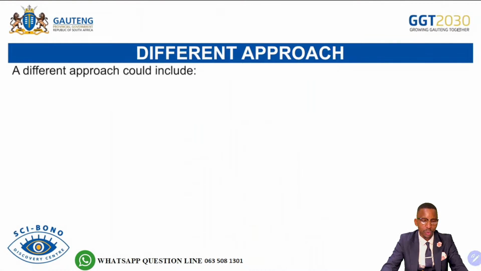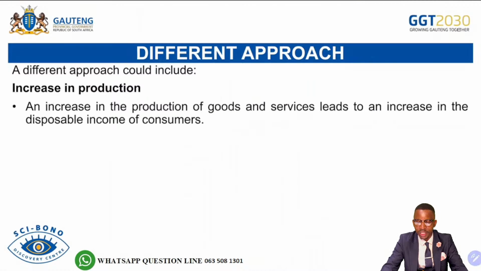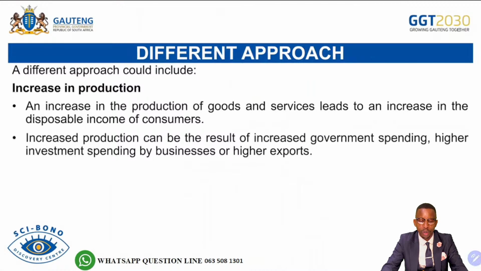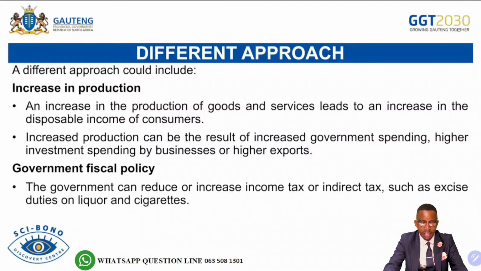The different approach, in this case, we talk about increasing production. So an increase in production of goods and services leads to increasing disposable income of consumers. Remember, there will be more demand for labor. Increased production can be the result of increased government spending, high investment spending by businesses, or high exports. Government fiscal policy, as a part of other policies: the government can reduce or increase tax, or increase income tax or indirect tax, such as excise duties on liquor and cigarettes.